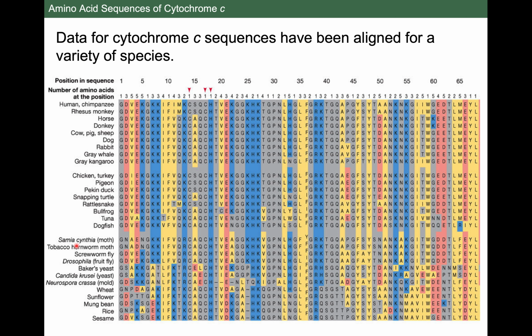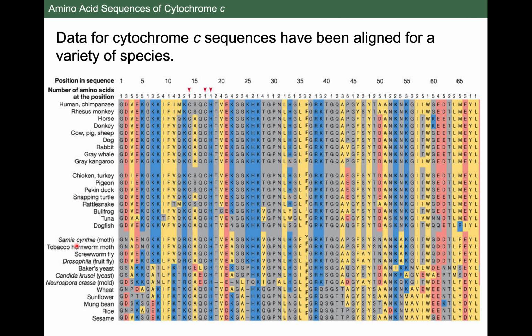So here's an example of a large comparison. This is the amino acid sequence of the cytochrome C protein. You may remember this was one of the key components of the electron transport chain that's important for cellular respiration. So basically any organism that carries out cellular respiration and has mitochondria is going to have a cytochrome C gene and cytochrome C protein.